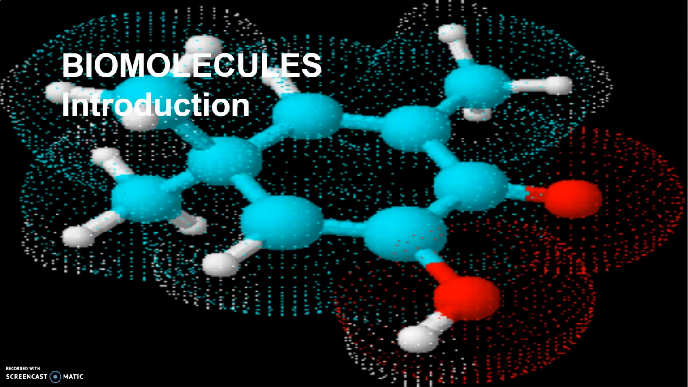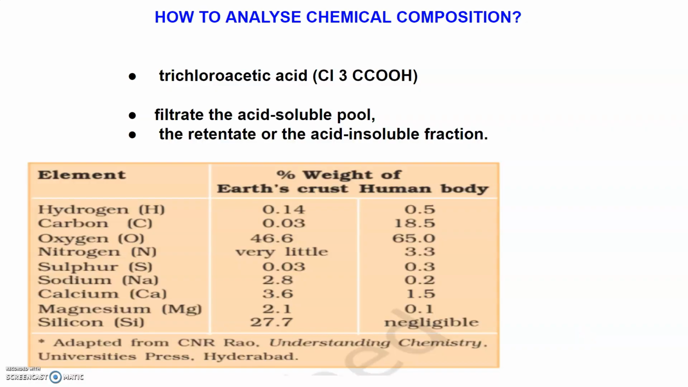Biomolecules. Now, how to analyze chemical compounds. There are various types of organic compounds which are found in living organisms. We have to perform a chemical analysis. We can take any living tissue, that is a vegetable or a piece of liver or anything. We grind it with trichloroacetic acid using a pestle and mortar in a lab. So we obtain a thick slurry.